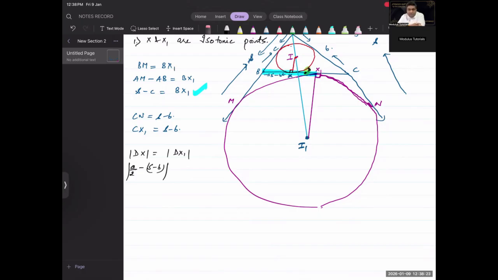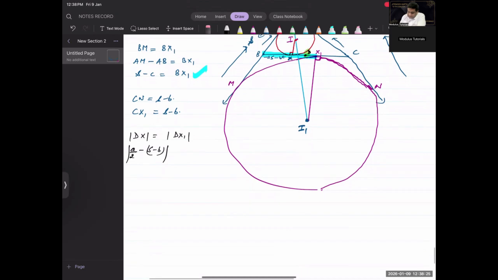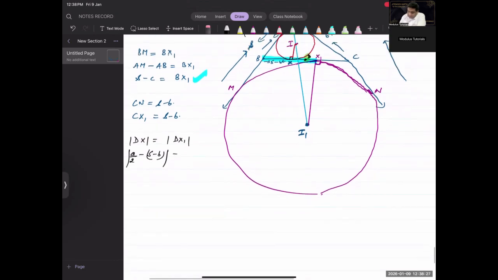Any problems whatsoever? And similarly, guys, what is DX1? DX1 is CD. CD is how much, guys? CD will be how much? A by 2 minus CX1, which is S minus B. So you see, directly we can observe, right, that both are equal.